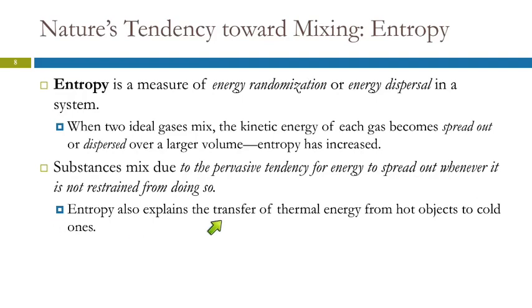Entropy also explains transfer of thermal energy. We talked about the fact that this occurs. Thermal energy is transferred from warmer objects to colder objects. We didn't go into why does that happen. It happens because of entropy, this tendency towards dispersing the energy. So you've got hot coffee and a cold ice cube. The energy from the hot coffee is transferred to the cold ice cube to spread out the energy, to disperse it more.